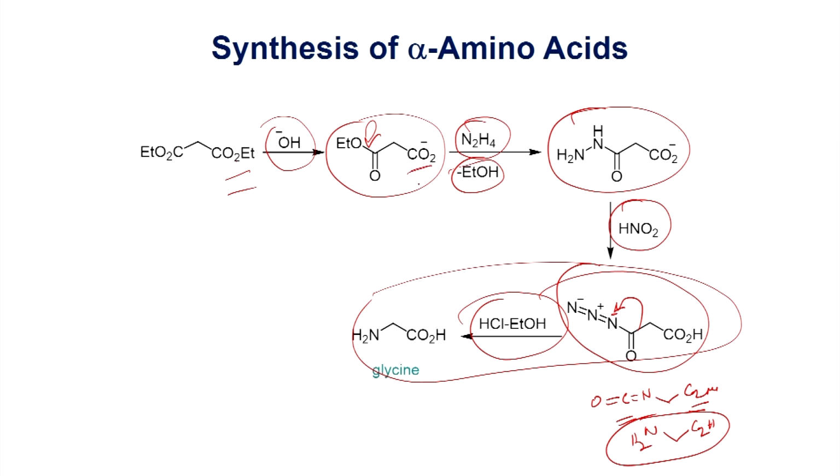Once you form this one, which can now further undergo reaction with the hydrazine, you form this, which can be reacted with the HNO2 as we have seen earlier. You can form the acyl azide. You have to control the temperature as we have seen.